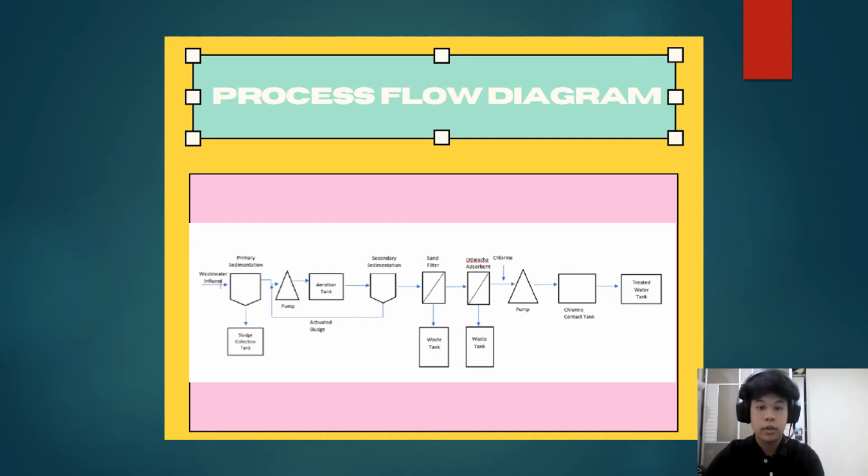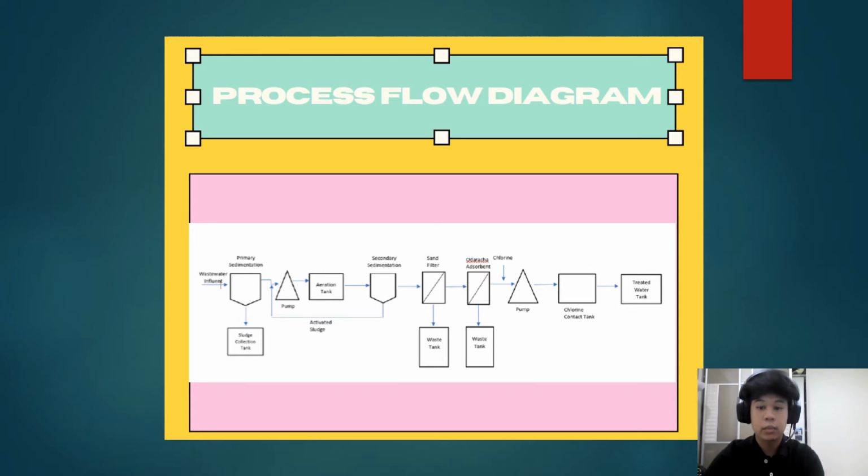Next, the wastewater is pumped by high pressure to the aeration tank where the contaminants are removed through biological degradation. Here, the aeration tank also provides oxygen for the microorganisms to treat the water, and the remaining activated sludge will be recycled back for the next treatment.